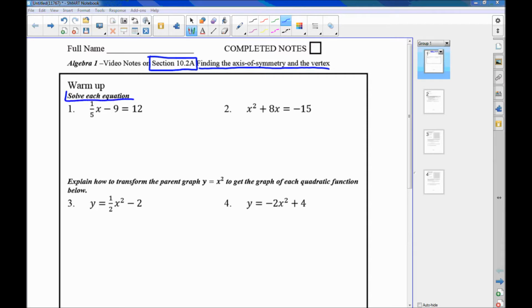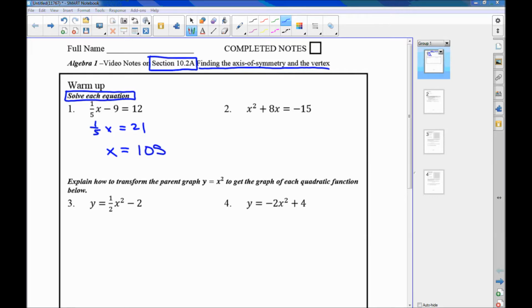All right, so our warm-up first, we're going to solve each equation. So the first one, we have a linear equation. There's no x squared in here, so we just add 9 to both sides. So we're practicing this skill a little, make sure we don't forget. And then times both sides by 5 over 1, which is the reciprocal of 1/5, and that will make 105.